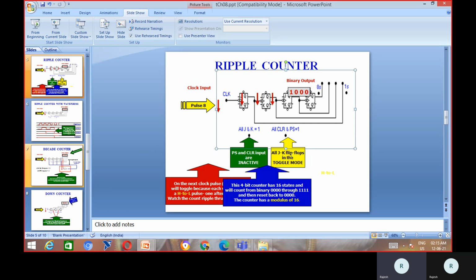And here, this 4-bit counter has 16 states, counting from all zeros through all ones. Then again it will reset to 0. So it is called a modulo 16 counter.